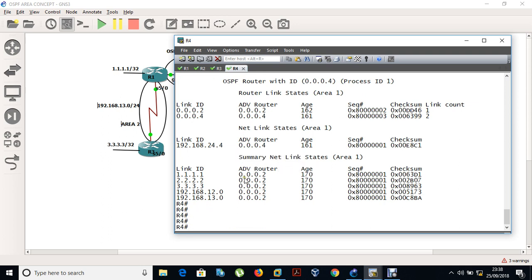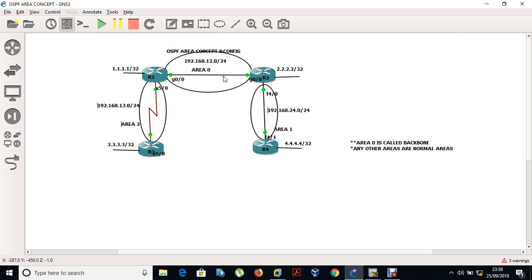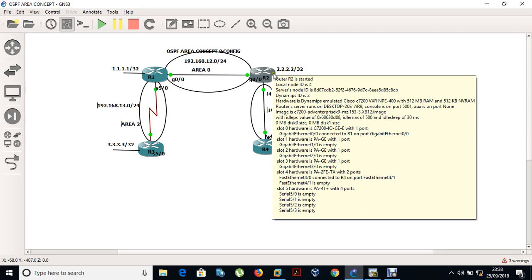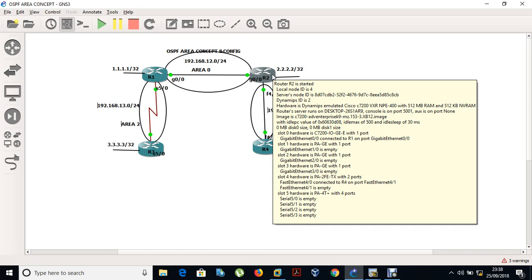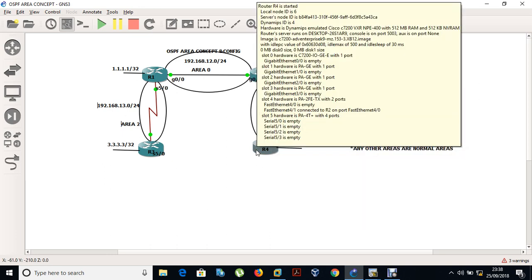It means R2 is the router ID for this segment. So R1 is an area border router, so anything learned from R3 in area 2 is learned by R1, for example R1 learns through area 2 this network, and if there are 100 networks here, it will learn from area 2. So R1 will advertise to R2 through area 0. R2 is connected to area 0. So R2 will advertise this to R4 as a type 3 LSA.